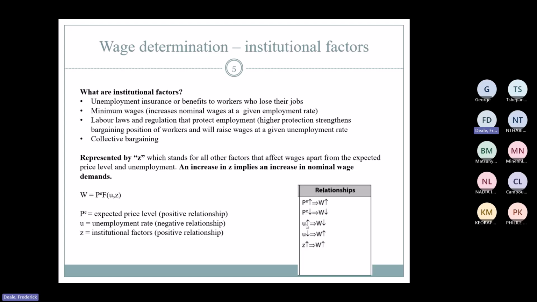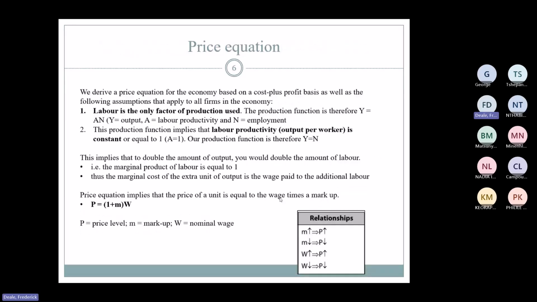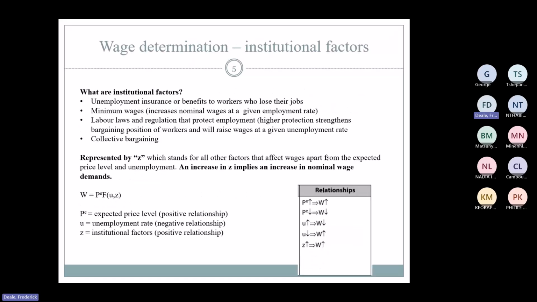A negative relationship with unemployment and wages. So if unemployment rate goes up, wage demand goes down, and vice versa. If unemployment rate decreases, wages go up. And institutional factors, it's just a positive relationship. That's the way we kind of define it. But yeah, so if things like unemployment insurance increases, and that benefits the bargaining position of workers, that would increase the wages.